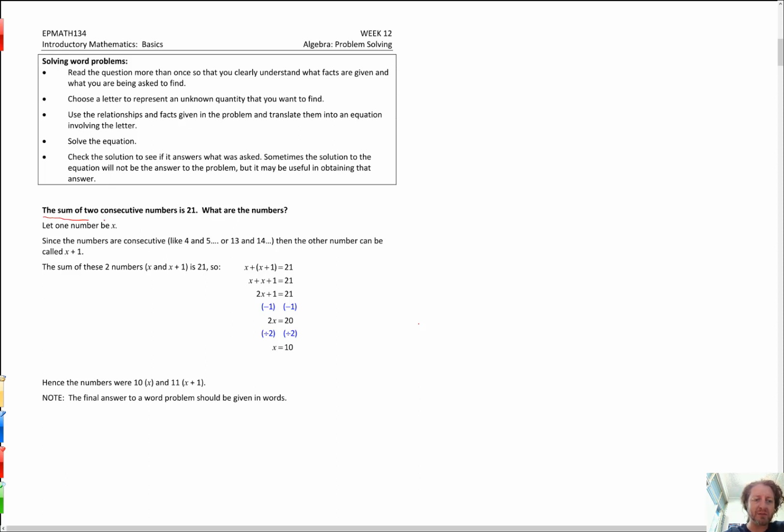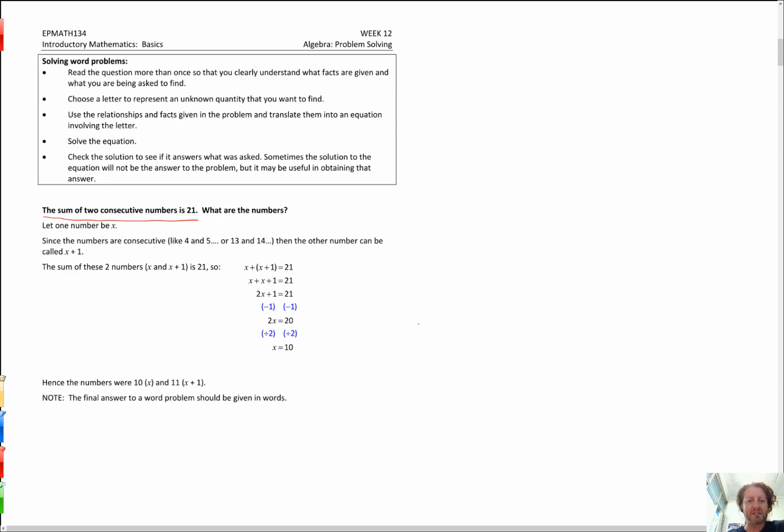That's exactly what the first sentence told us. Those brackets aren't doing anything because there's not a number or a minus out the front of the brackets. So it's just x plus x plus 1 is 21. x plus x is 2x. So 2x plus 1 is 21. Take a 1 off both sides, you get 2x equals 20, and divide both sides by 2 to get rid of that times 2. You've got x equals 10.